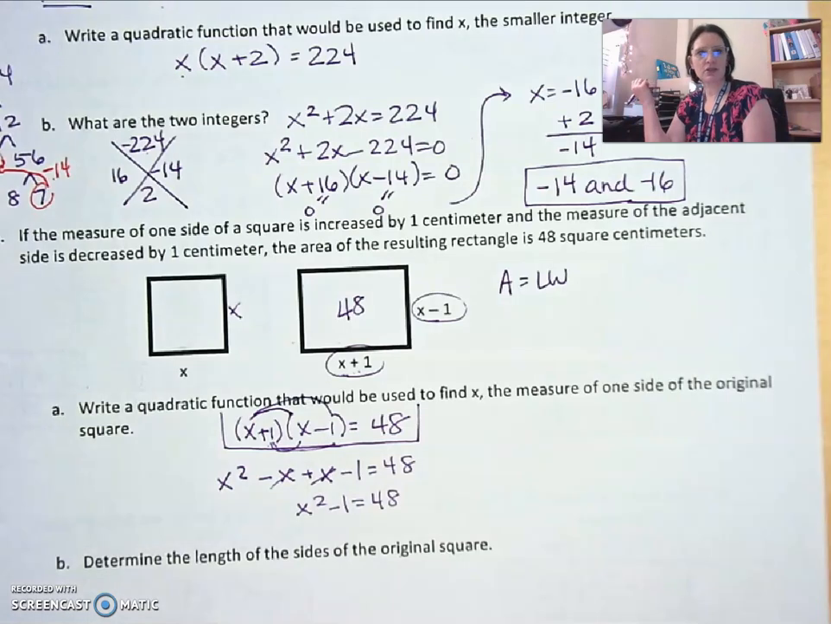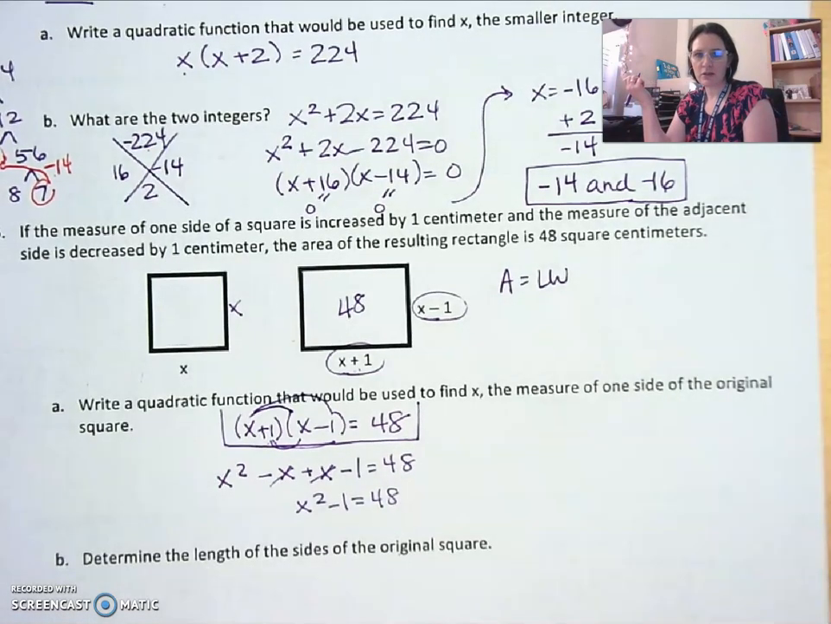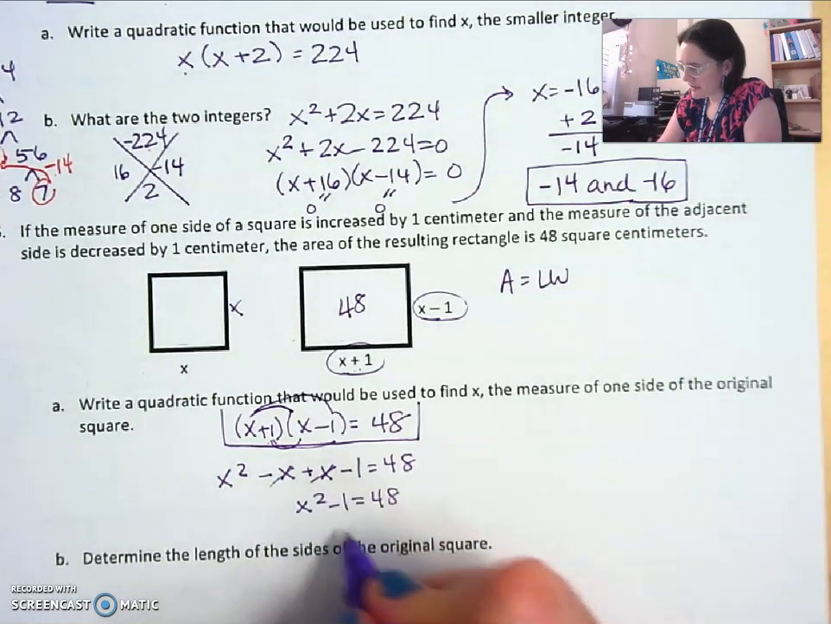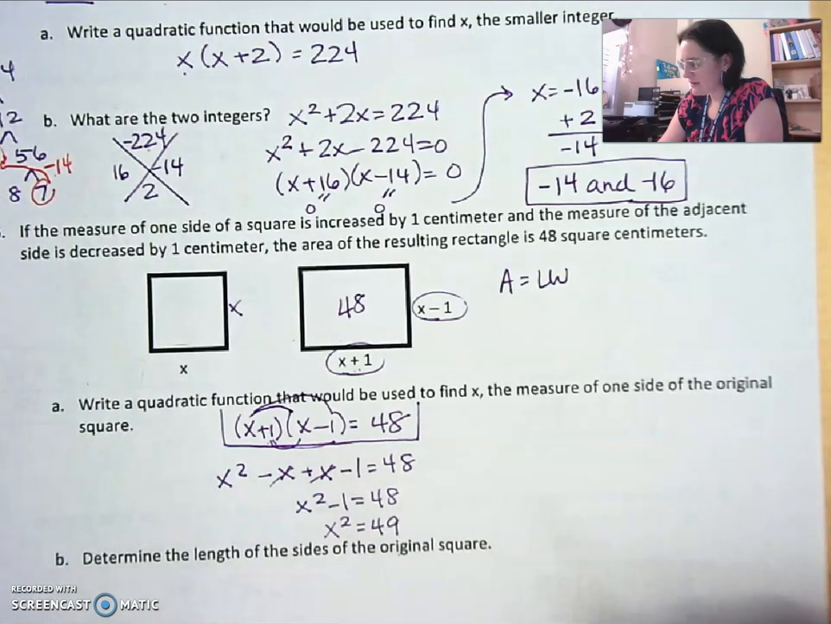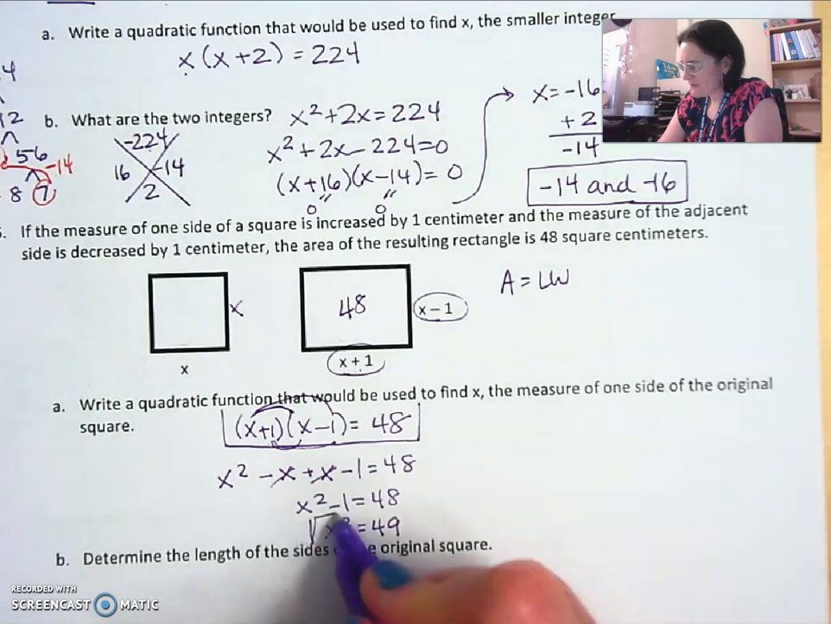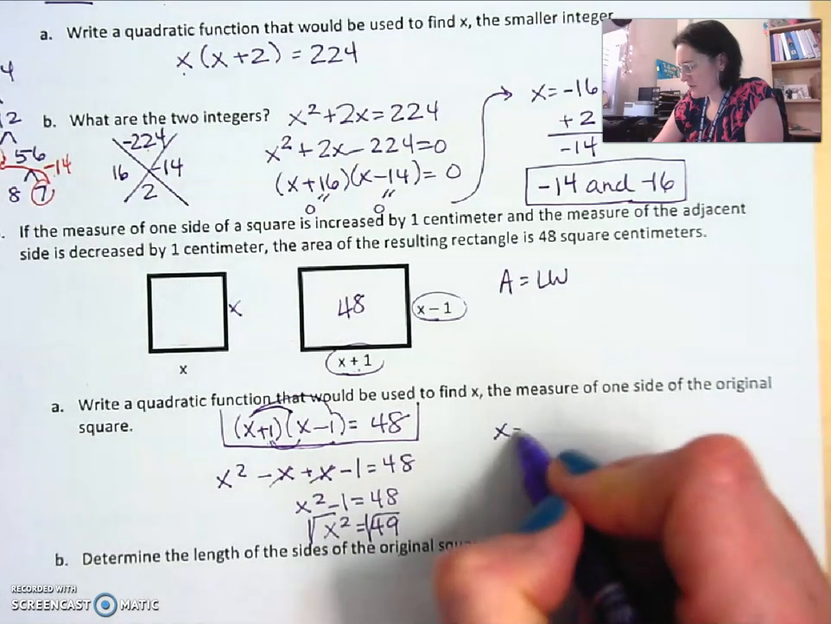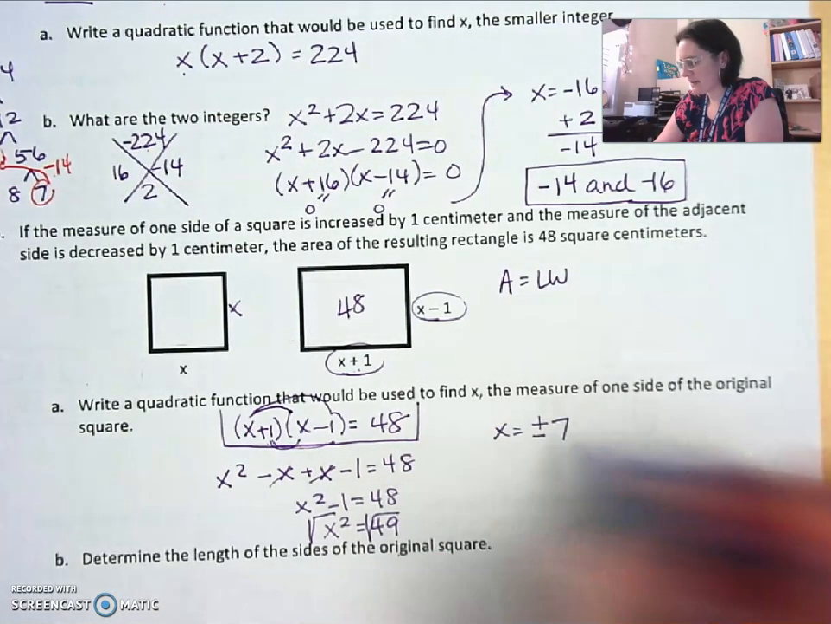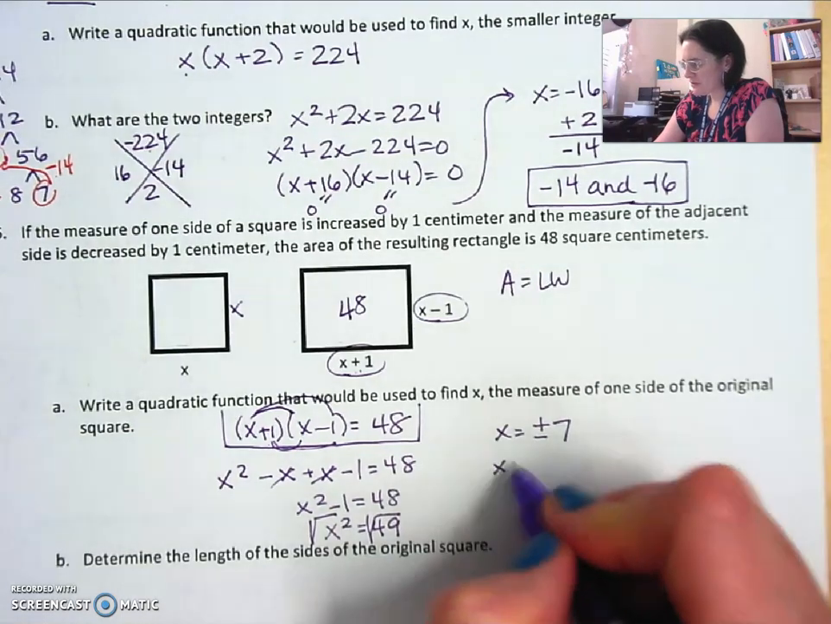And so then this is just our square root property. So we're going to add 1 to both sides. That gives me x squared equals 49. Now square root both sides, and x equals positive or -7. So remember, that's two different answers.